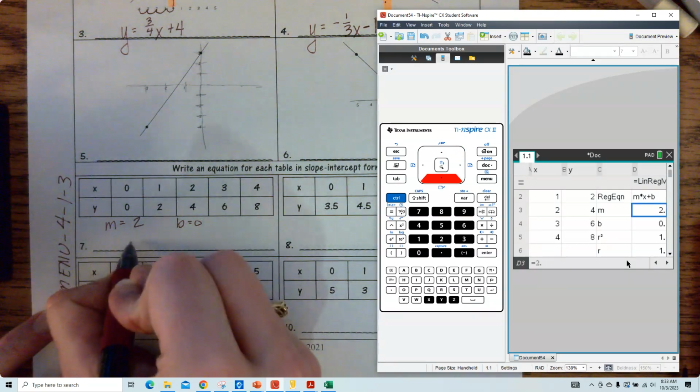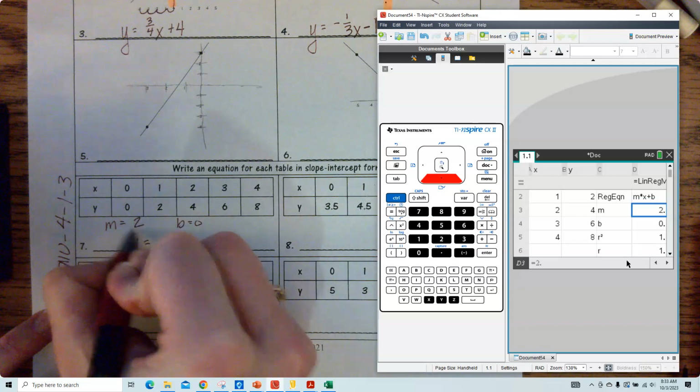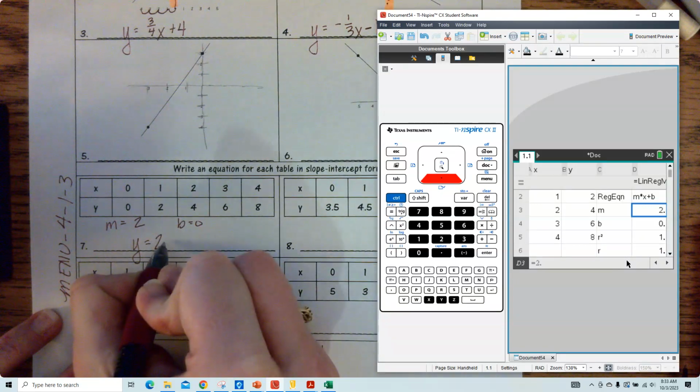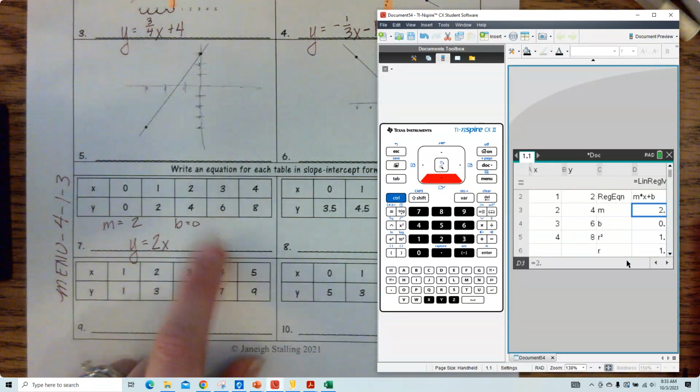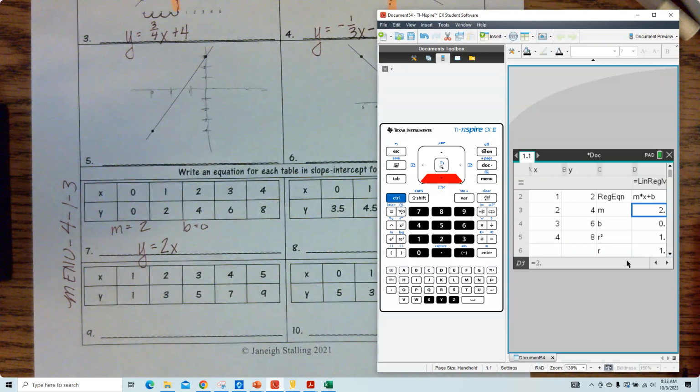All right, so we always start with a y equals. Then our slope, tack on the x. Do I need to put plus 0 at the end of this? No. It does not make a difference. Adding 0, subtracting 0 does not make a difference mathematically. So we leave it off. Part of the goal of algebra is to write these things in as few symbols and numbers as possible. So if we don't need to put it, we don't put it.